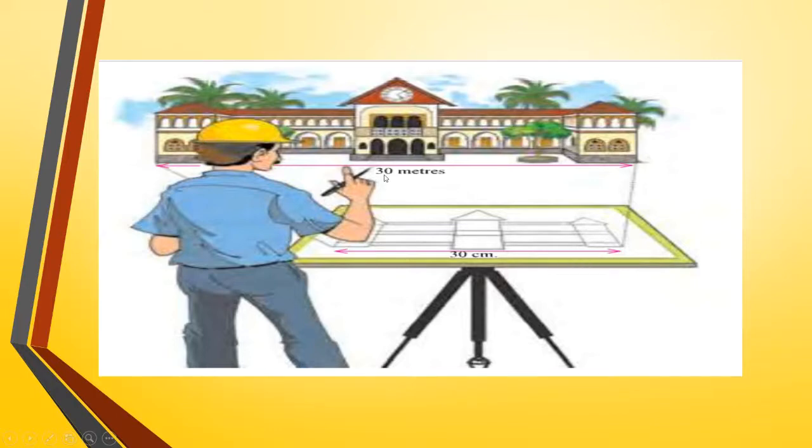You can see this 30 meters is going to be converted to just 30 centimeters. This person is called a cartographer. And cartography is the science of map making.